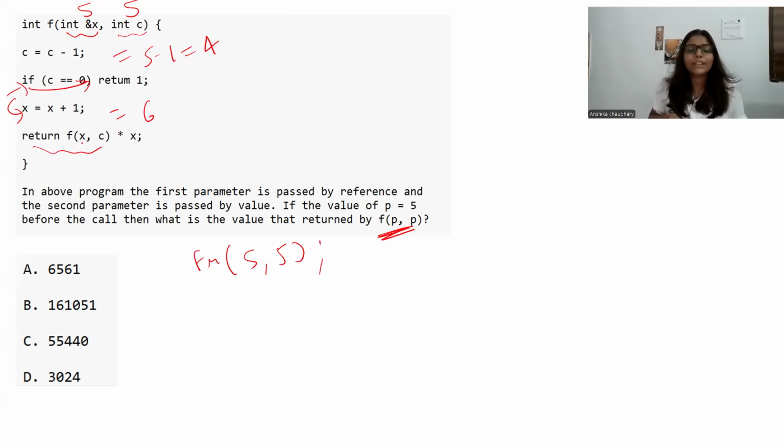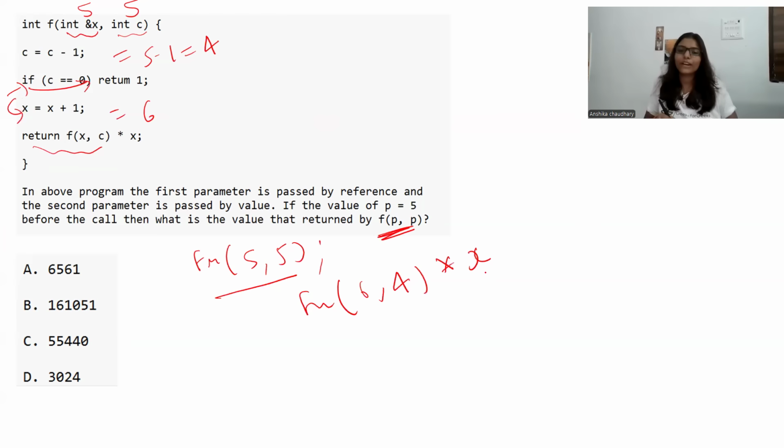Now here, we are making a function call for this. So we are working here now. Now it will return f(x, c). So x now has the value 6, and c was 4 from here, into x. Now why I am writing x here, you will understand after some time.